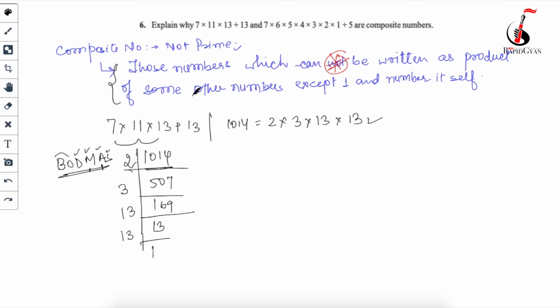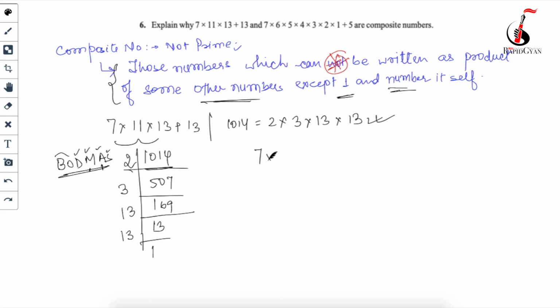What is your definition saying? Those numbers which can be written as the product of some other numbers. So 1014 can be written as the product of some other numbers except 1 and the number itself. So yes, we can write it. Hence 1014 is a composite number. I did this whole technique just to explain how to solve the question, but there is a very simple technique for this question.